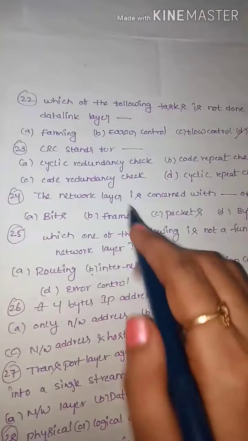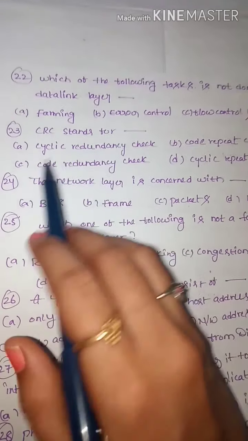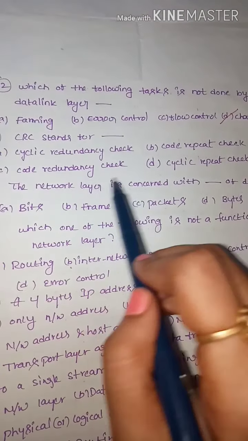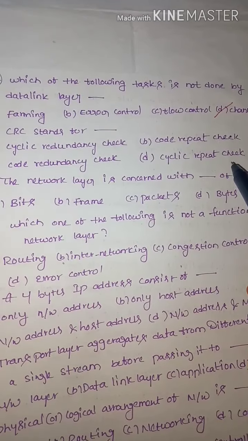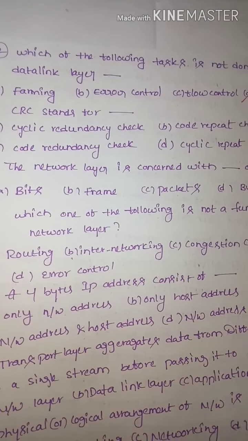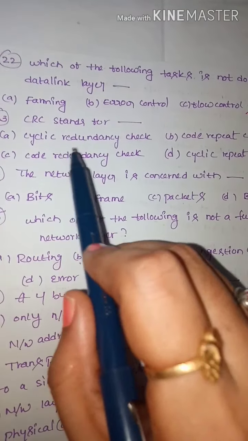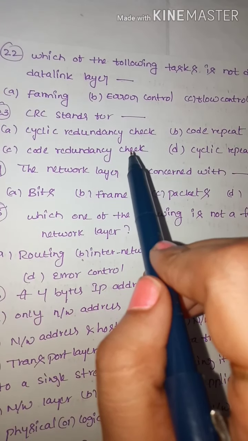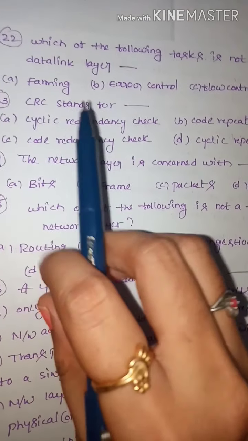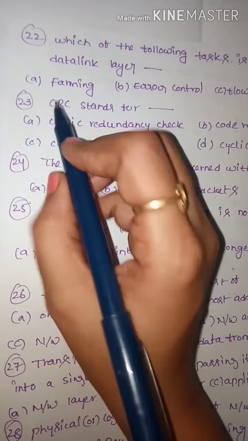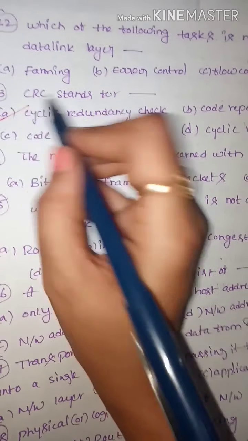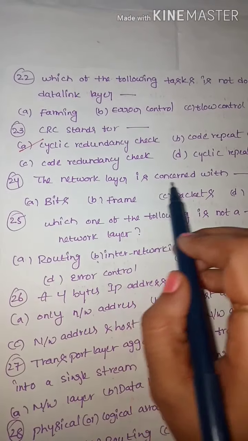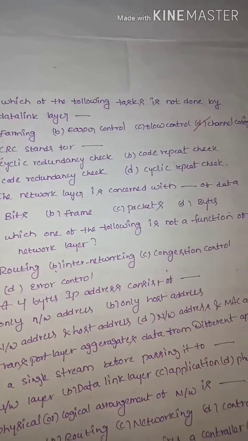Next one, CRC stands for: cyclic redundancy check, code repeat check, code redundancy check, cyclic repeat check. CRC, cyclic redundancy check, is used to detect errors but not to correct those errors. So the correct answer is cyclic redundancy check. Option A is correct.